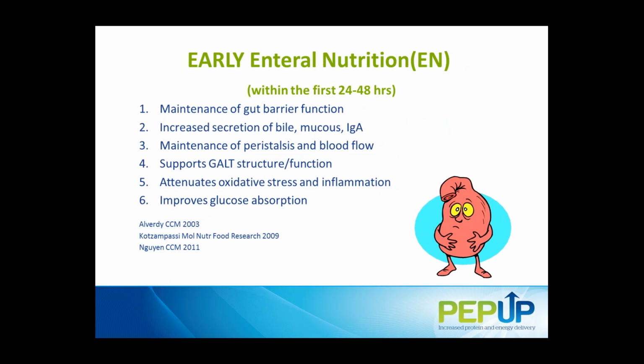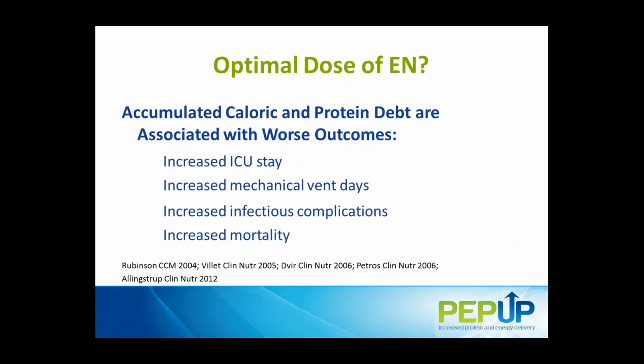I'd say that the evidence for starting early enteral nutrition within the first 24 to 48 hours of ICU admission is pretty strong and well accepted. Where the confusion sometimes lies is in deciding what the optimal dose of enteral nutrition should be. And there is a significant body of evidence out there which shows us that accumulated caloric and protein debt are associated with worse outcomes.